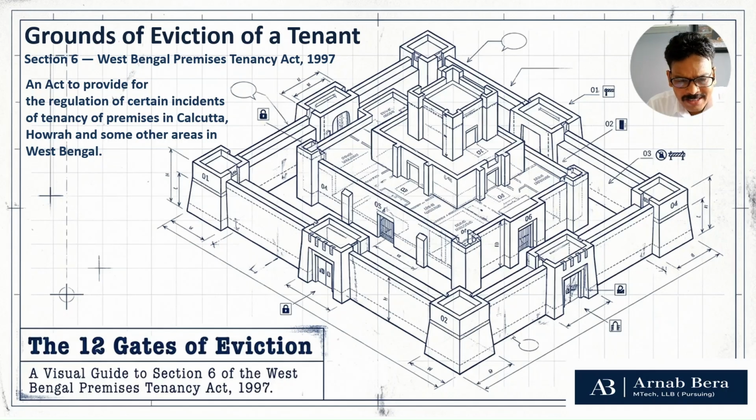As per section 6 of the West Bengal Premises Tenancy Act, there are only 12 grounds of eviction using which a landlord may initiate a process for eviction of a tenant. Which are those 12 grounds, we will discuss on the next slides.